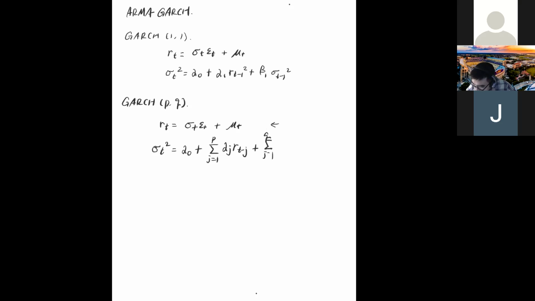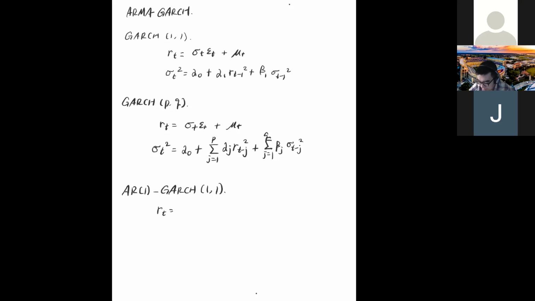It's called beta_j, sigma_{t-j} squared. So that's the GARCH(p,q) model. And of course, we can introduce some AR parts to this model, and that would give us three equations.